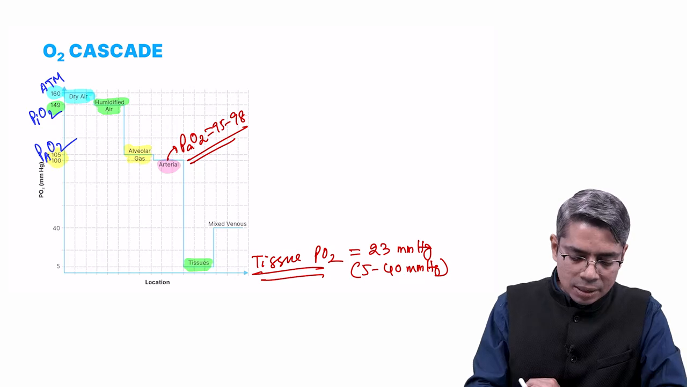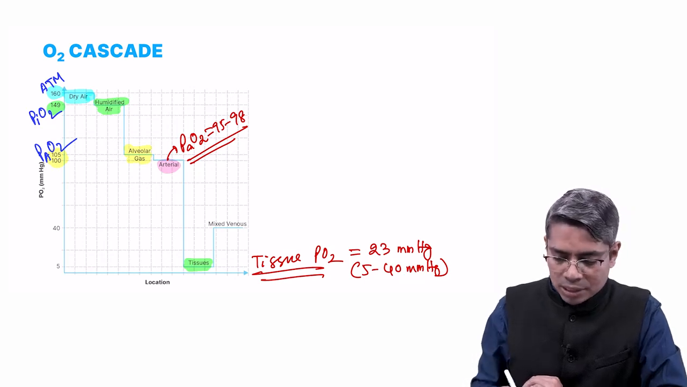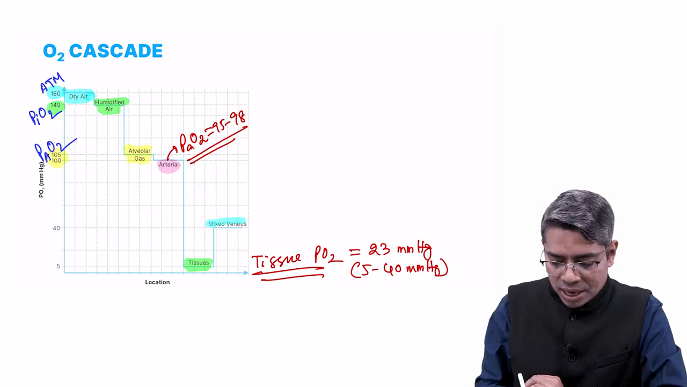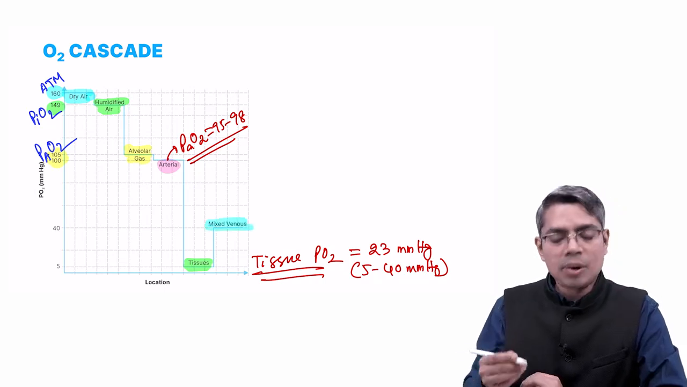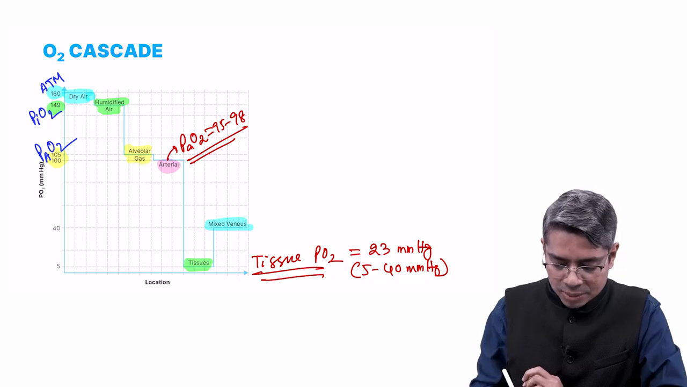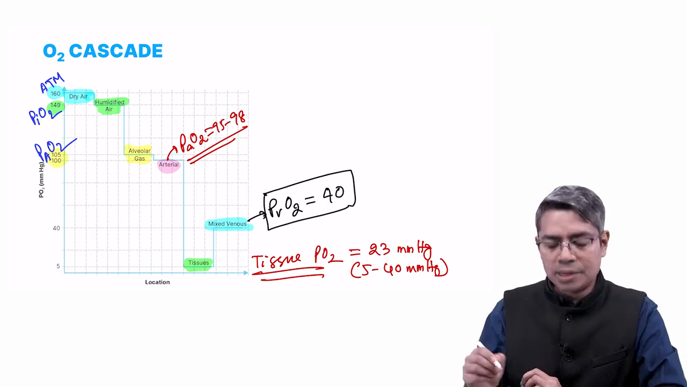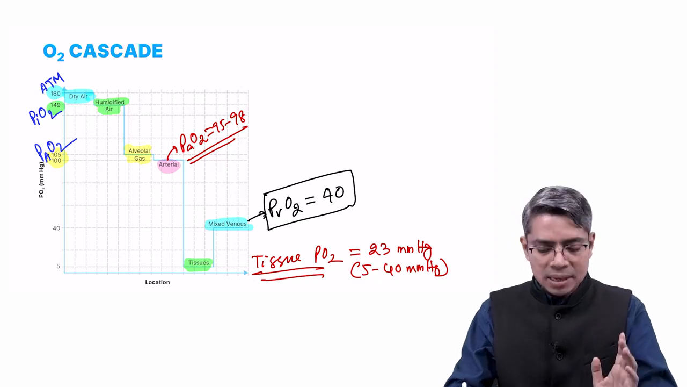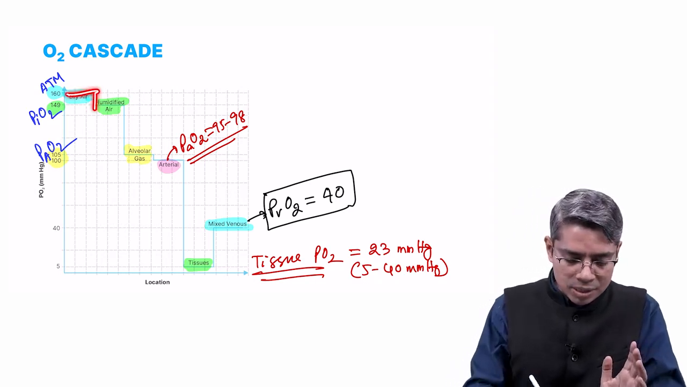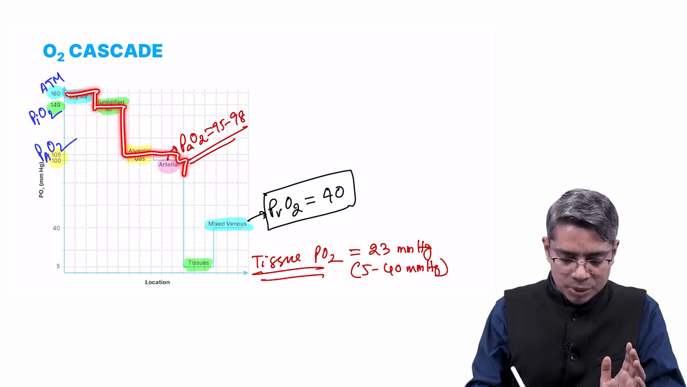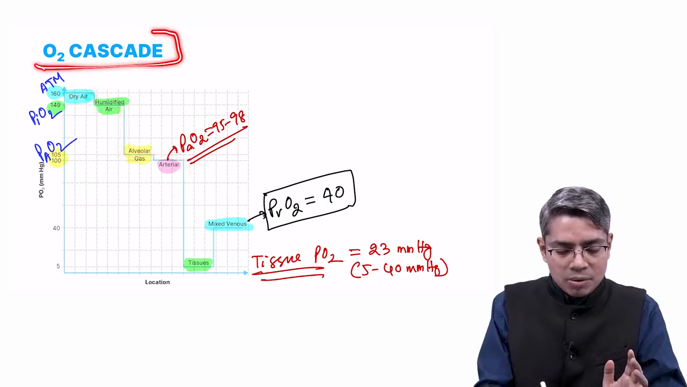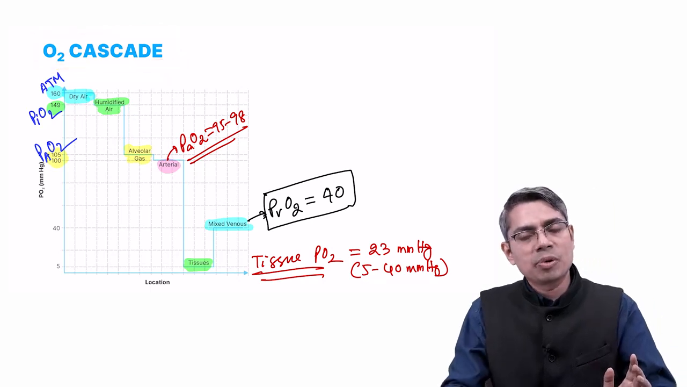And when that tissue, after delivering the oxygen to the level of tissue, reaches the level of the venous blood, again the partial pressure of oxygen rises a little bit. So the venous blood partial pressure of oxygen, written as PvO2, is around 40 millimeter of mercury. This step by step decrease in partial pressure of oxygen is known as oxygen cascade. Getting my point?